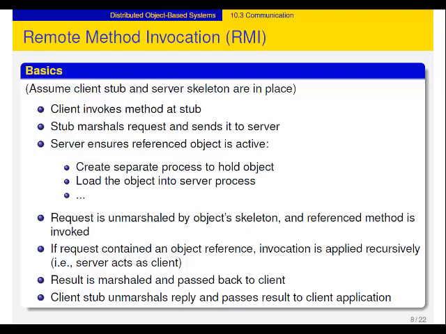Okay, so once you have your object system, take a look at Java, you'll have your remote method invocation. If you go through this slide, it's exactly the same as with a remote procedure call. You have your client invoking a method at a stub, the stub marshals the request and sends it to the server, which ensures a referenced object is active, you know, get it up and running. The request is unmarshaled at the object skeleton, and this is important: if the request contained an object reference, the invocation is applied recursively. Whoa, this is something new. This is something that we didn't have before with a remote procedure call.